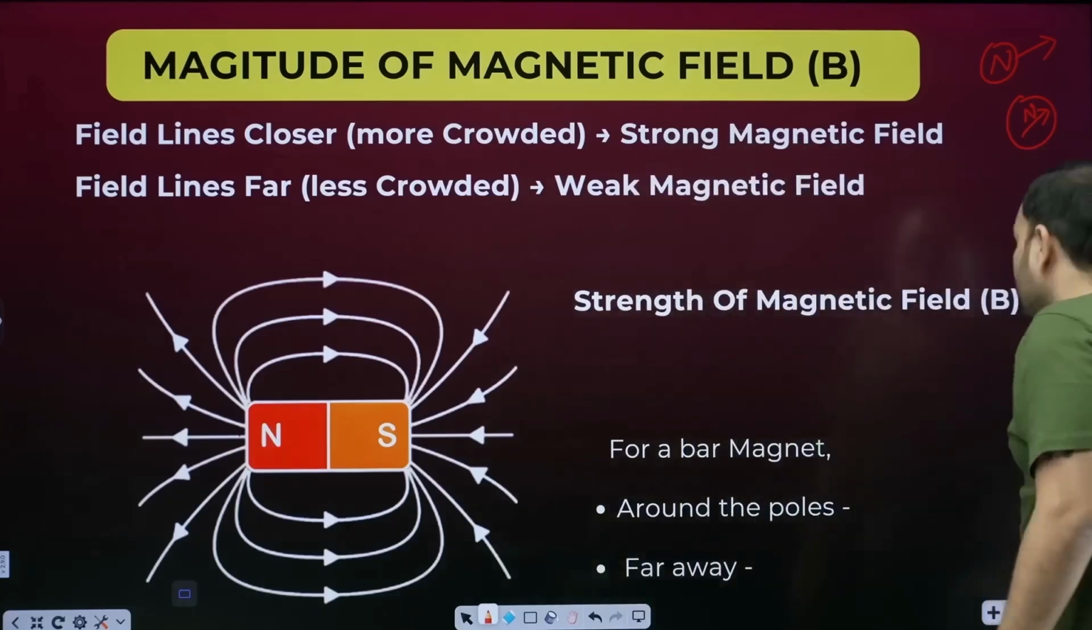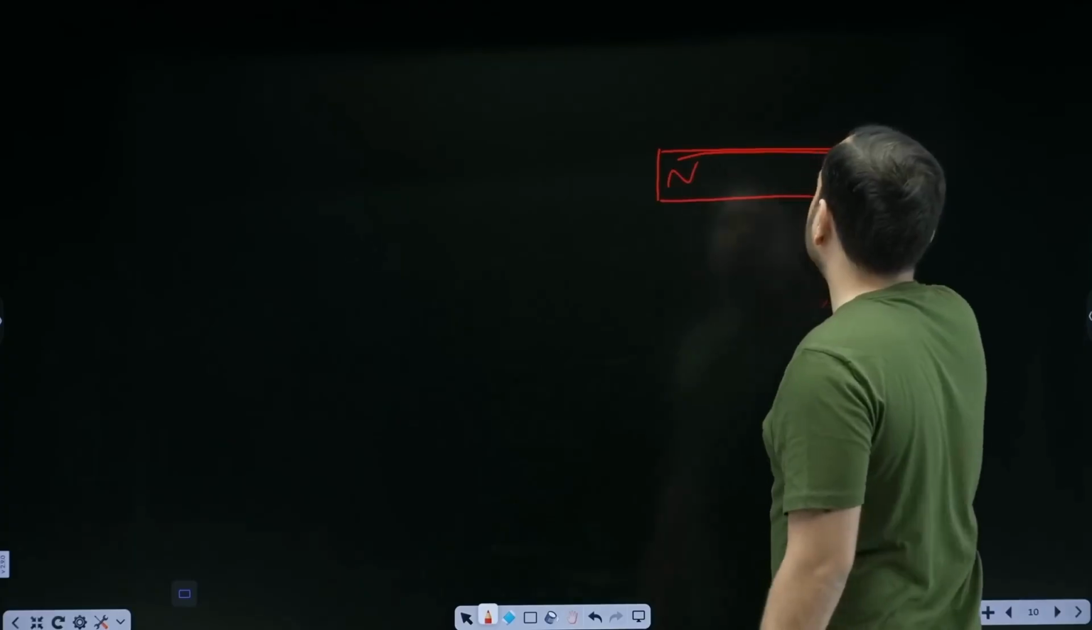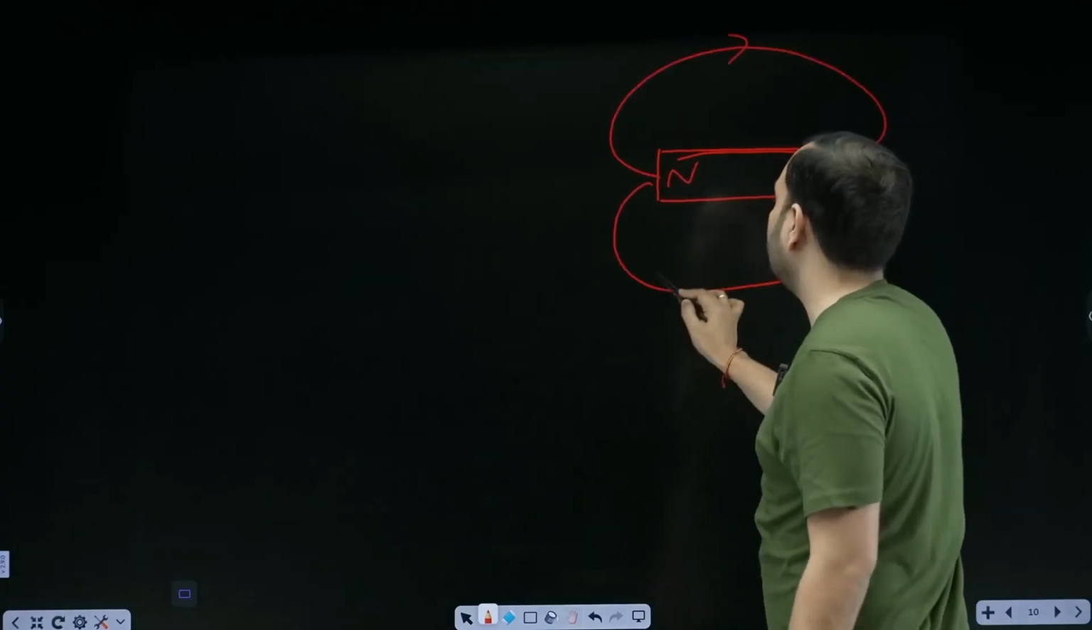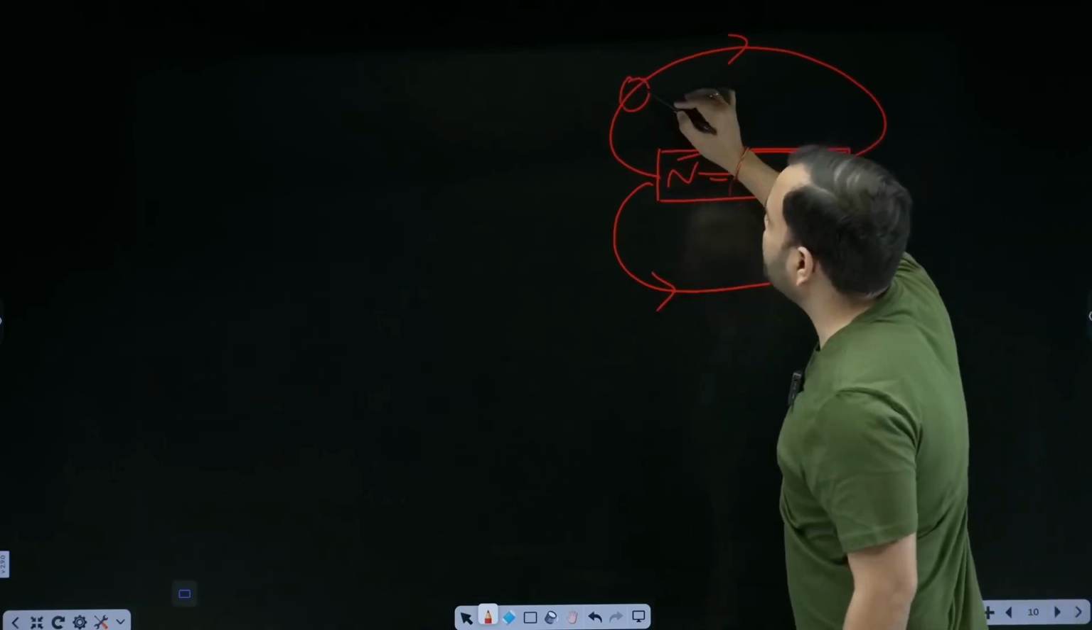Suppose I draw this magnet. This north pole, this south, this becomes the magnetic field line. This becomes the magnetic field line. This becomes the direction of the magnetic field. The magnetic field's direction at this point will be what?